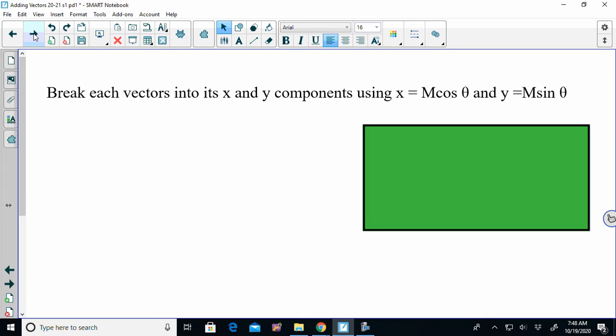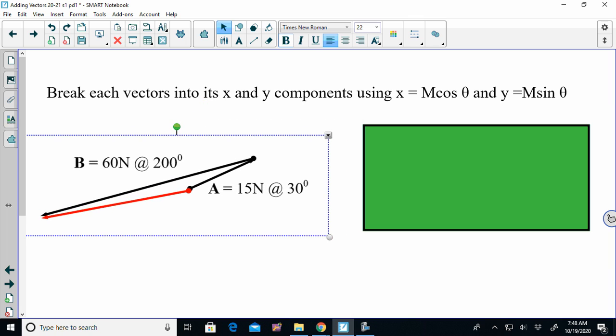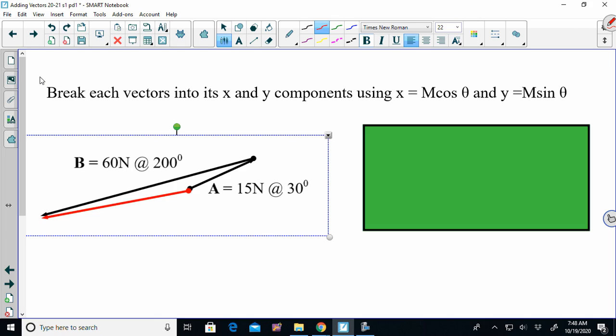Step two was break each vector into its x and y components using the sine and the cosine. Ooh, I don't have my calculator up. Okay, so for vector A, the x component equals 15 times the cosine of 30, and the y component is going to be 15 times the sine of 30.